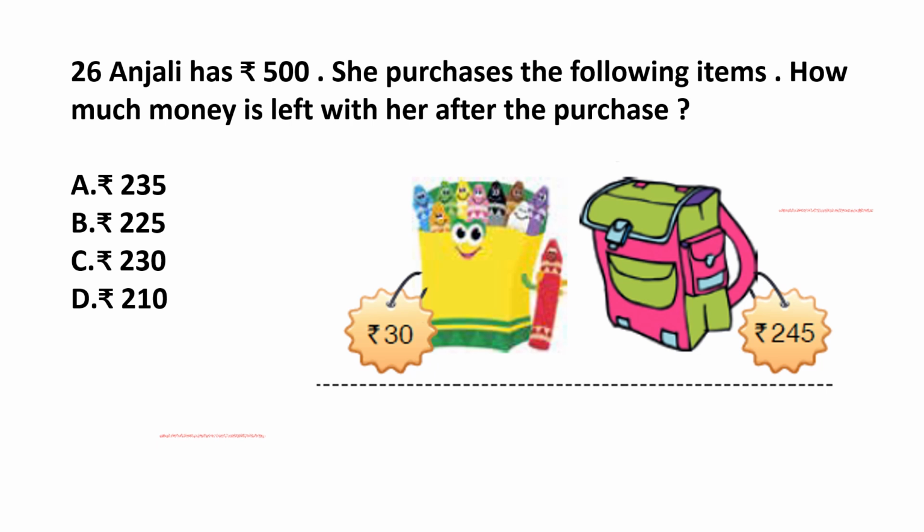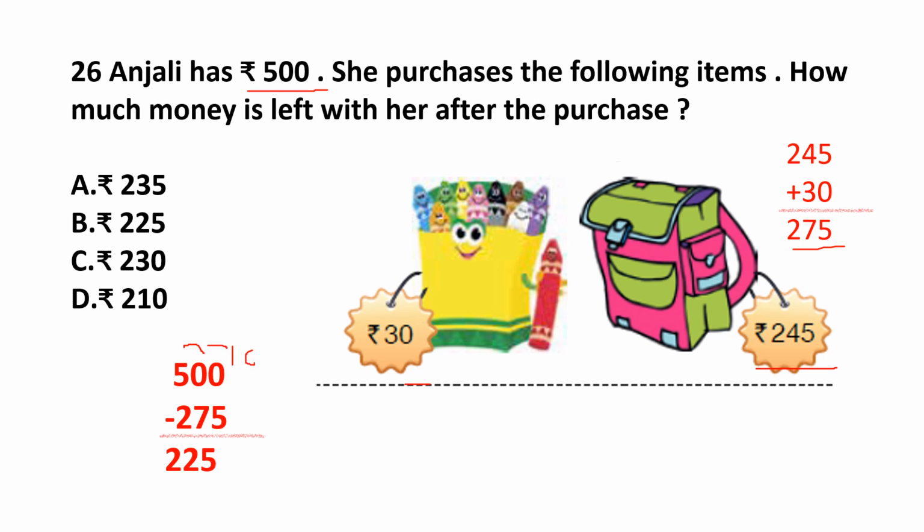Question number 26. Anjali has rupees 500. She purchases the following items. How much money is left with her after the purchase? She purchased a crayon box of rupees 30 and a bag of rupees 245. What is the total cost of two things? 245 plus 30. 5 plus 0 is 5, 4 plus 3 is 7 and 2 is here. 275. How much money is left with her? She has rupees 500. 500 minus 275 is left with her. We borrow from here to here 1 and then here 1 again. This is 10. 10 minus 5 is 5. Here it is 9. 9 minus 7 is 2. And this is 4. 4 minus 2 is 2. So 225 is left with her. Answer is option B.